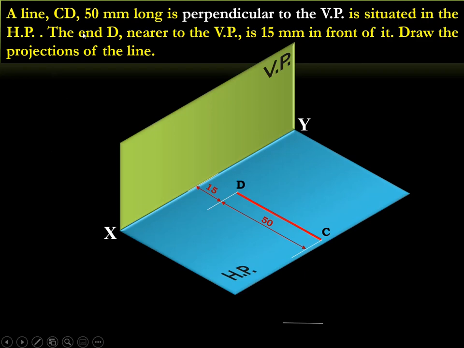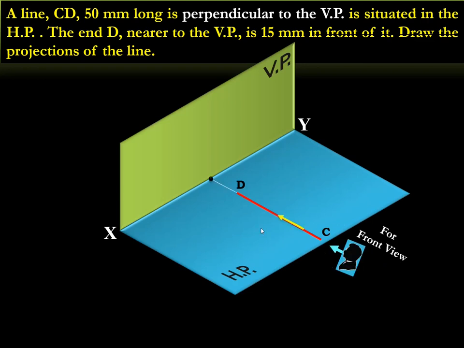The pictorial representation of the given problem is shown here. From this diagram, we can understand that the true length of the line is 50 mm and one end of the line capital D is located 15 mm in front of the vertical plane. To obtain the front view of the line capital CD, we need to observe the line from the front and the line need to be projected onto the vertical plane. The projected point on the vertical plane will become its front view and the front view must be denoted using the corresponding lowercase letters with dash.